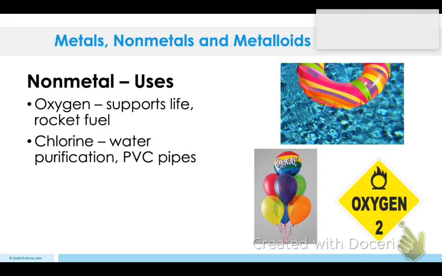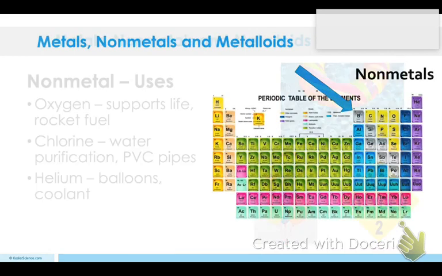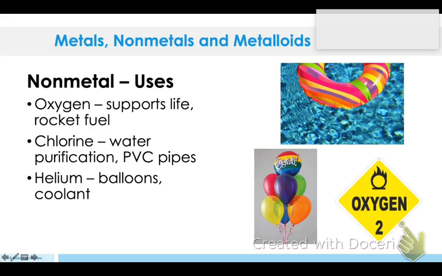Nonmetal uses: oxygen, so they use oxygen for rocket fuel. They also have oxygen to help support life, so they have the oxygen tanks, and they have the nasal cannulas and stuff like that. You have your chlorine, so they use that for water purification, and chlorine's also made out of PVC pipes. Helium is used for balloons as well as a coolant.